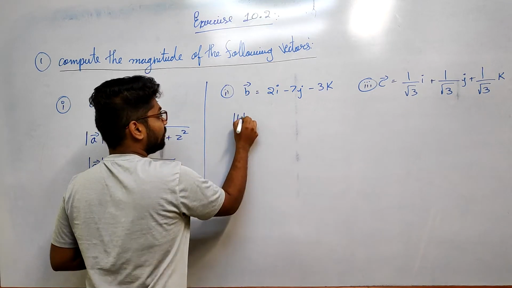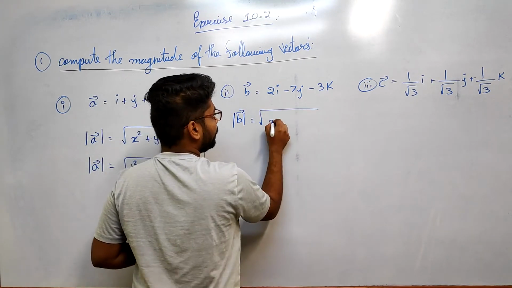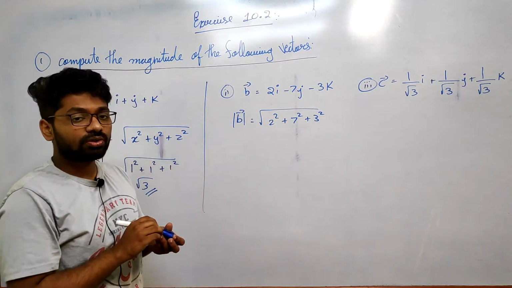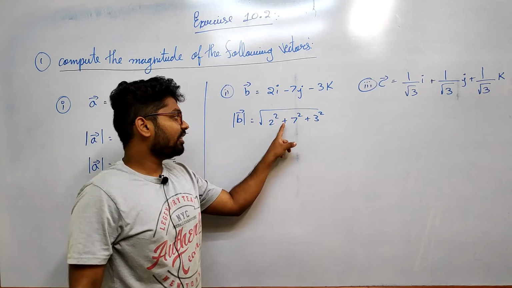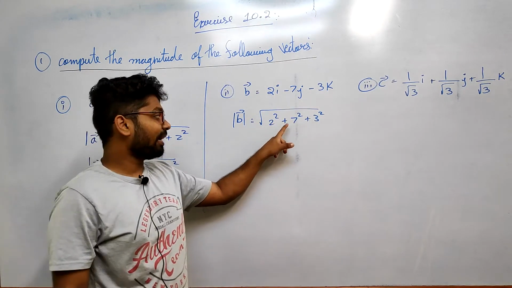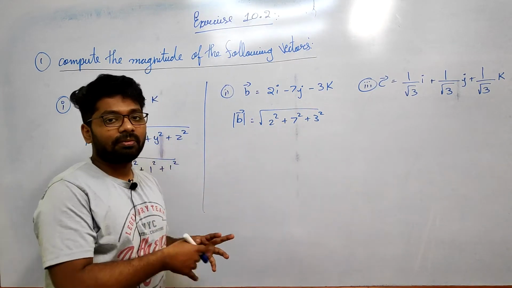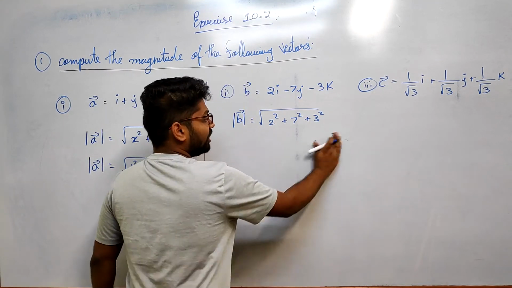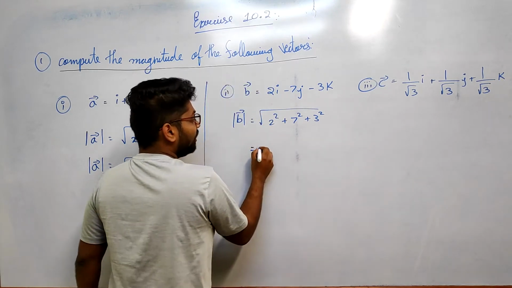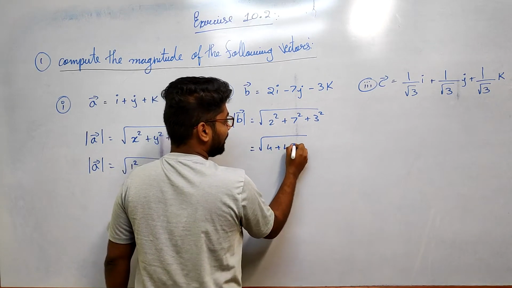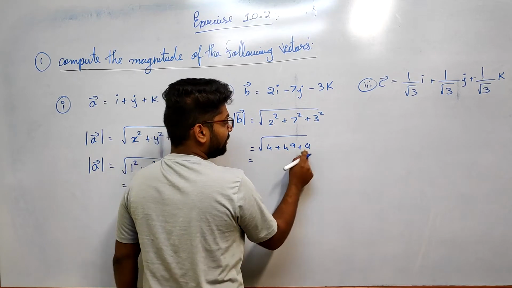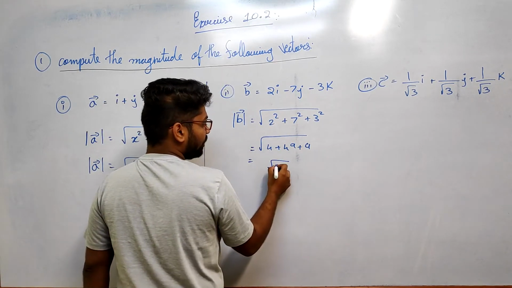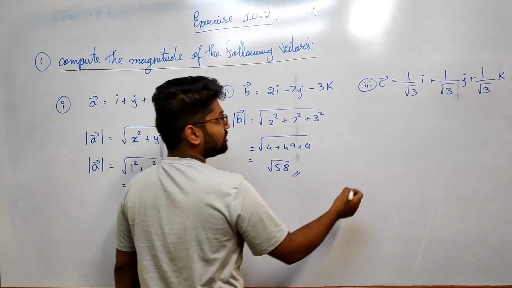You have modulus of b bar, which is equal to root of 2 square plus 7 square plus 3 square. For those who are wondering, there is a minus sign and you have taken plus, that is because the minus gets dissolved in the square. Minus 7 whole square is plus 49. So we ignore that and move ahead, which is 4 plus 49 plus 9, which is 54 plus 4, root of 58. So this is your answer.